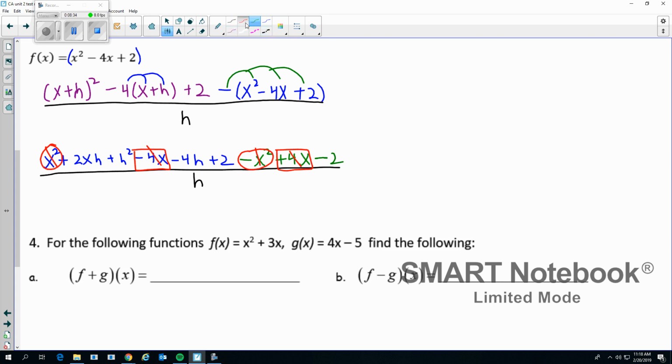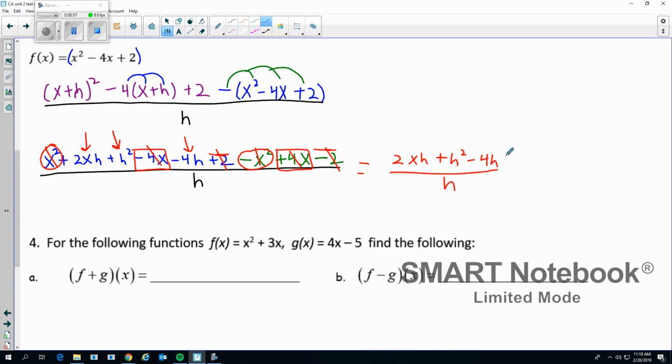Okay, so let's go ahead. We've got the plus 2 minus 2 that we'll cancel out. That leaves us with these 3 parts right here. So we're left with 2xh plus h squared and then minus 4h all divided by h.